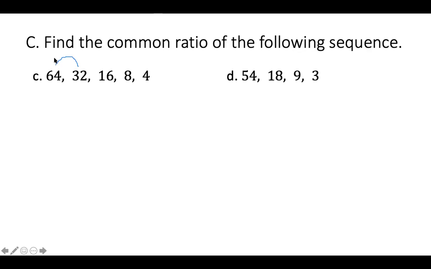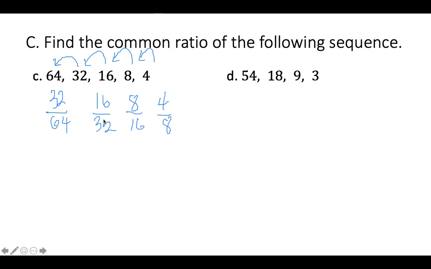So, second, divide by the first. So, 32 over 64. And here, 16 over 32. And here, 8 over 16. And here, 4 over 8. So again, hindi pa sila equal. So we need to simplify if masisimplify sila.